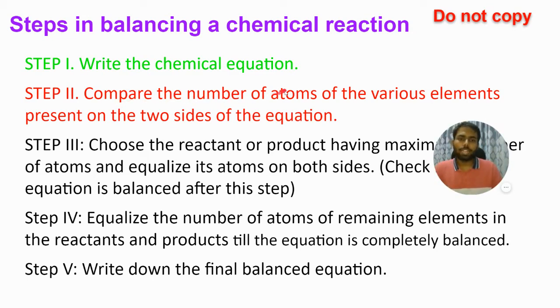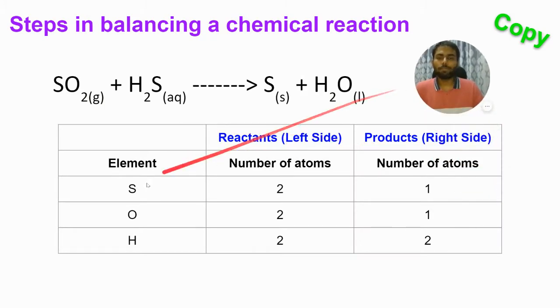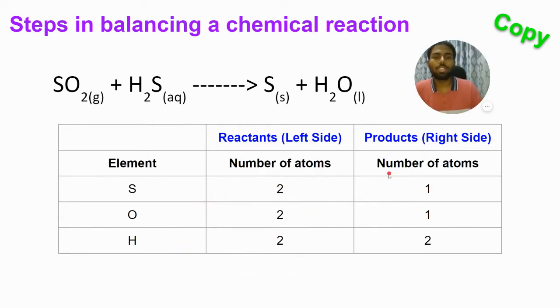Compare the number of atoms of various elements present on the 2 sides of the equation. Okay, so the number of atoms of each and every element we have to compare on both the sides. This we have already done, right? What you do is first note down all the elements. If you want to balance an equation in a stepwise manner, you'll have to make this table first.